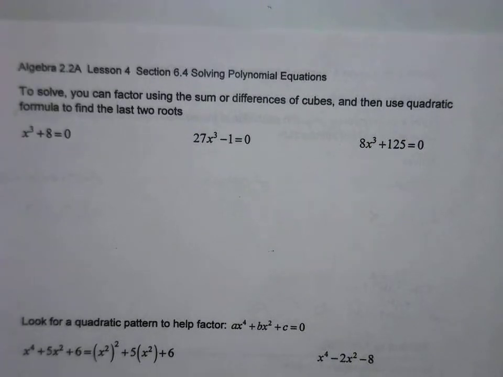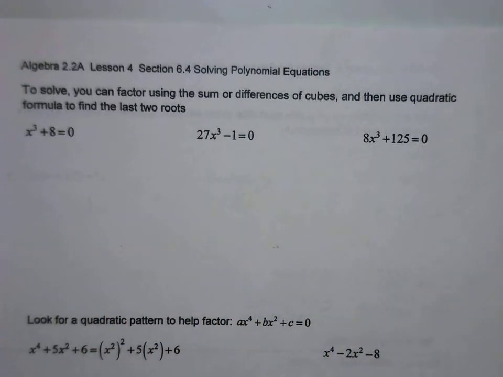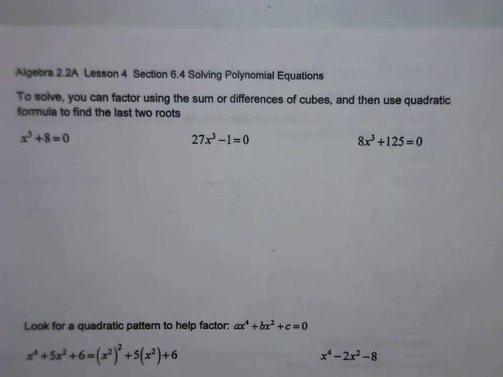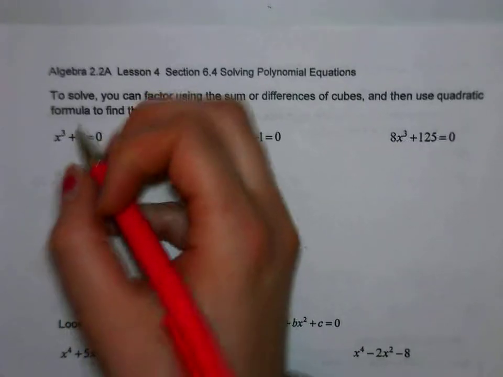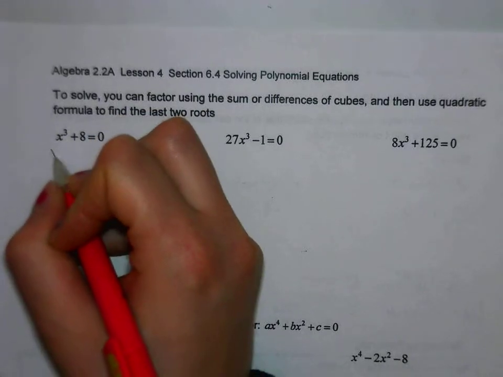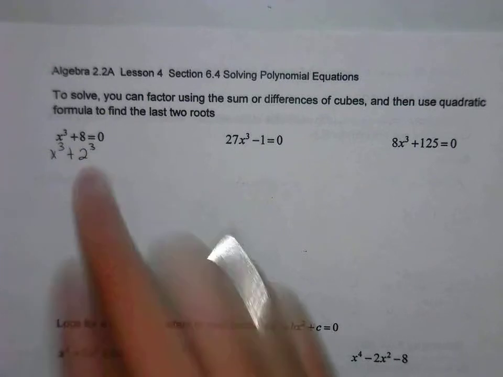Flip it over, let's look at 3 more examples. This one is different. We are going to solve by factoring. We're just going to set up the factoring, and then we're going to finish solving it for tomorrow. So let's look at this. We have x to the third plus 8, which we can rewrite as x to the third plus 2 to the third, because we already know that 8 can be written that way.